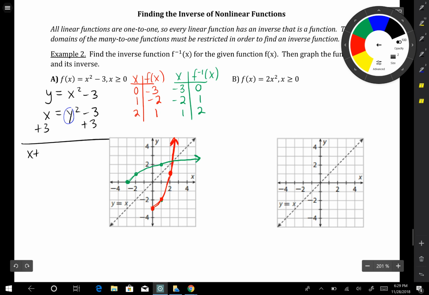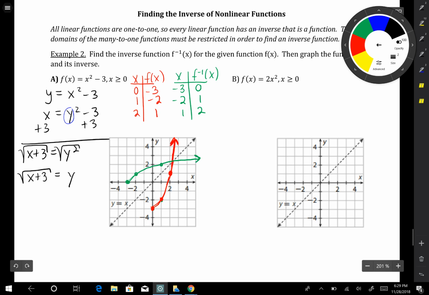So I have x plus 3 equals y squared. Then to undo squared, we take the square root of both sides. And so I'm left with the square root of x plus 3 equals y.